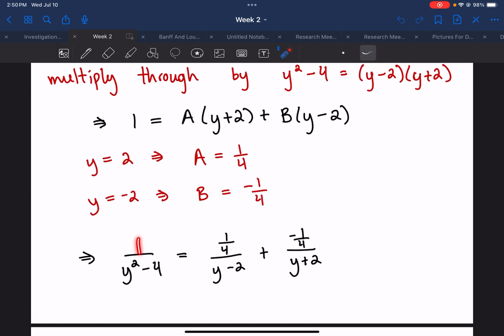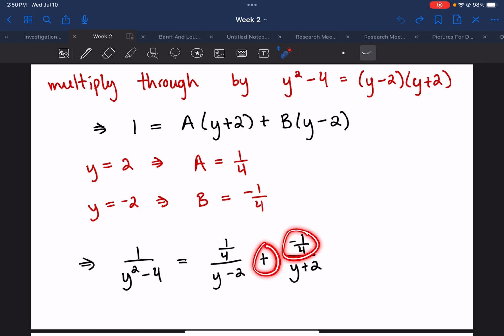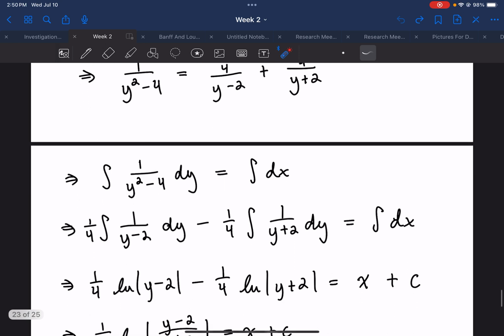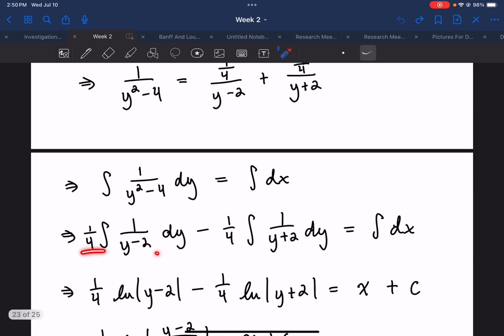So 1 over y squared minus 4 is really 1/4 over y minus 2 plus -1/4 over y plus 2. And now we can go back to my integration. I'm going to substitute that partial fraction decomposition I just found for this term. If you remember, it was 1/4 over y minus 2 minus 1/4 over y plus 2.